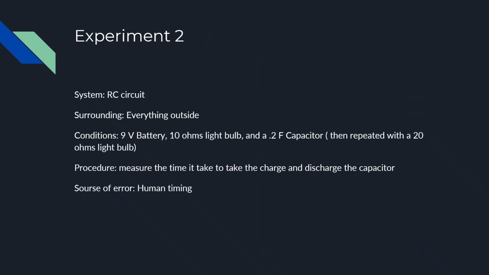For experiment 2, we had the system being the RC circuit, the surroundings being everything outside. We had a 9-volt battery, a 10 ohms light bulb, and a 0.2 F capacitor. And then we did the same thing with a 20 ohms light bulb. The procedure was to measure the time it takes to charge and then discharge the capacitor, and any source of error is probably human timing.